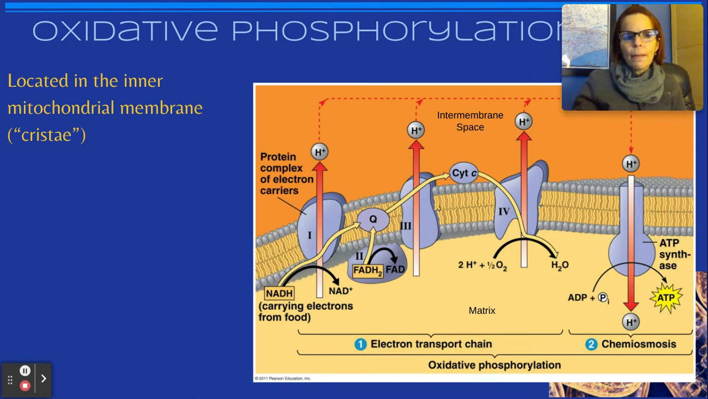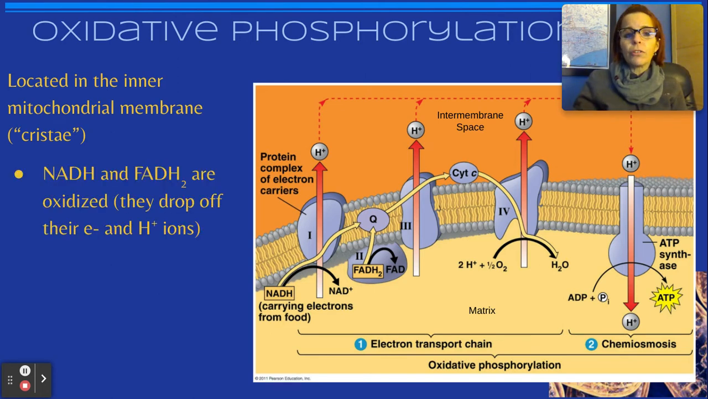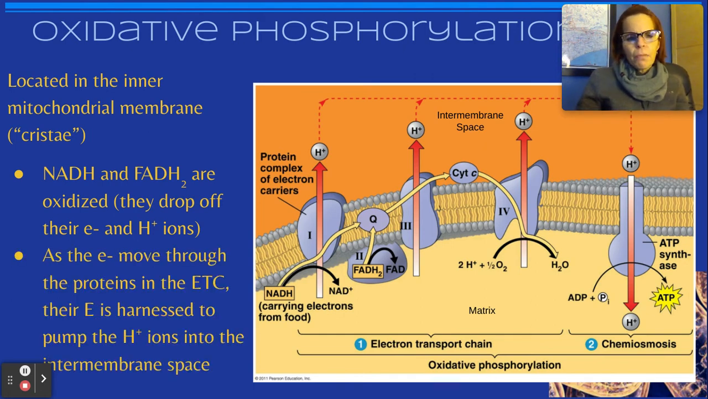So it's located in the inner mitochondrial membrane called the cristae. The NADH and the FADH2, find them on the diagram. Do you see them in the lower left-hand corner? They were carrying electrons and hydrogens, and they're high energy electrons and hydrogens. Now they're going to drop off. It's the electrons that are high energy. They're going to drop off the electrons at this point. They're dropping them off in what's called the electron transport chain.